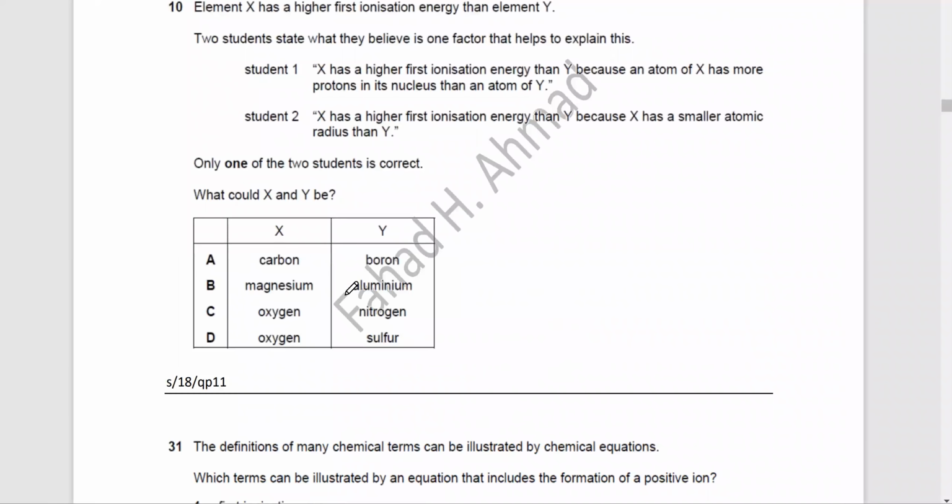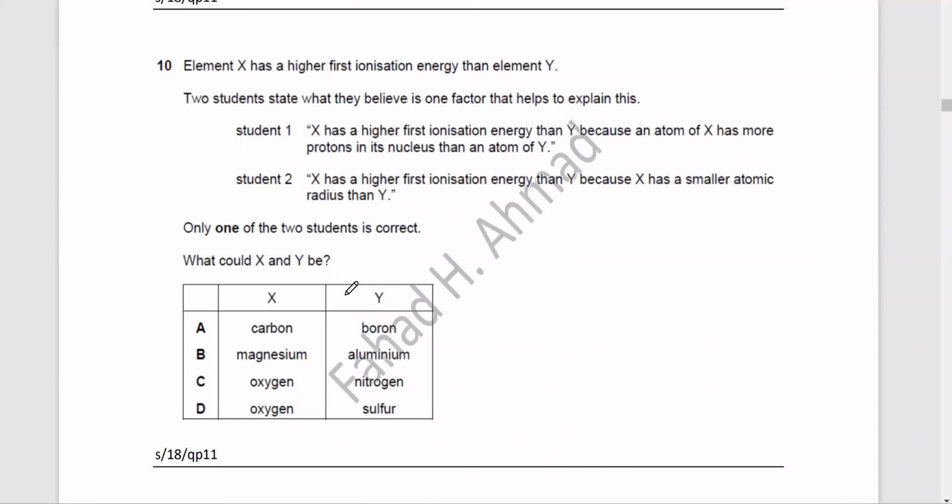I said, actually, the starting two questions are slightly more tricky. The rest are more straightforward. Now, this question is that element X has a higher first ionization energy than element Y. This one is a tricky question. So element X has a higher first ionization energy than element Y. So I'm going to write that for X, it's more difficult to remove electrons compared to Y. And we're trying to remove the first electron, first ionization energy.